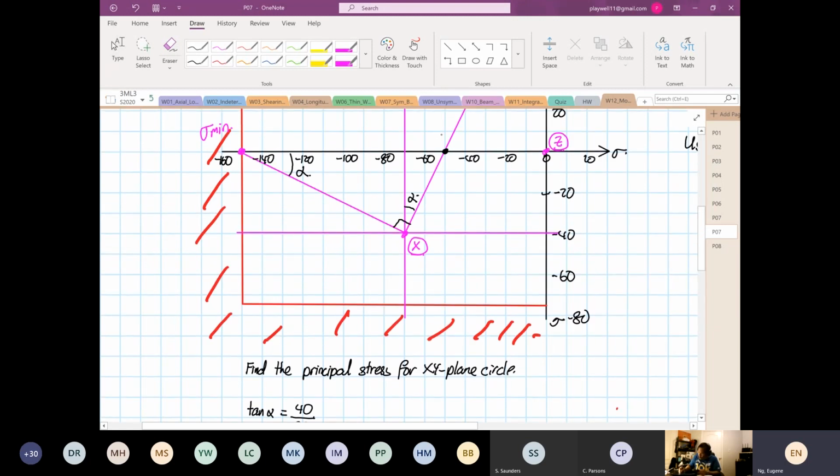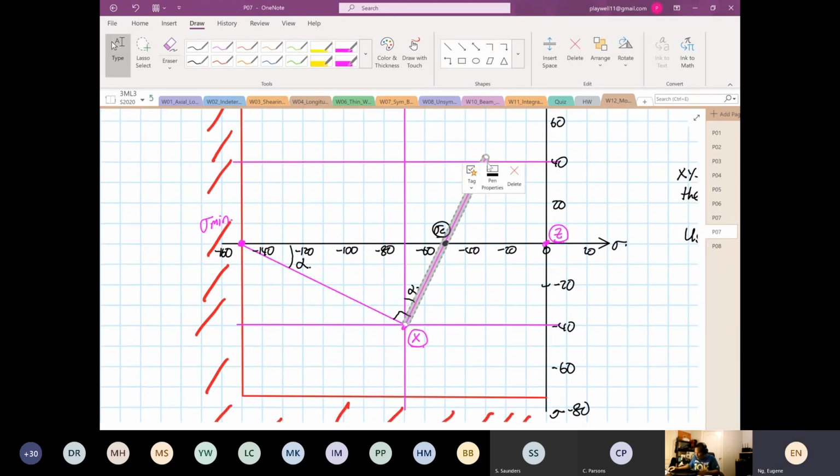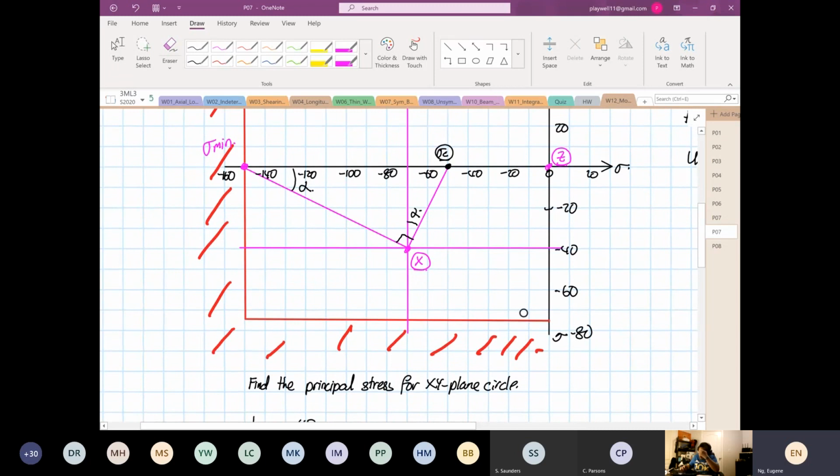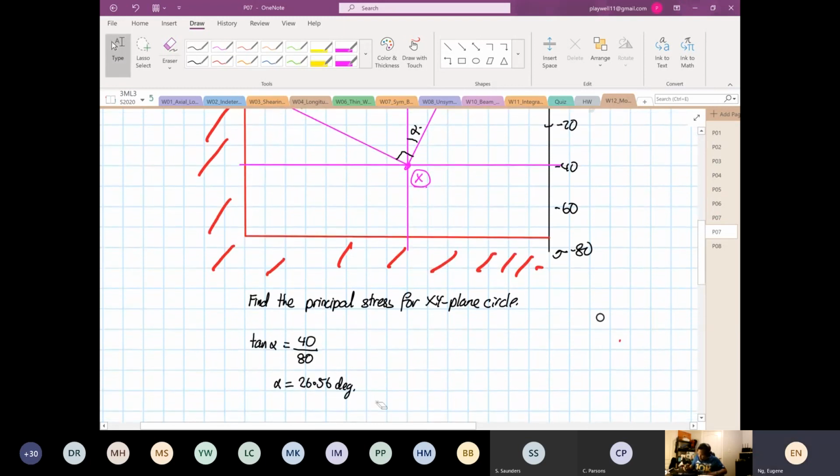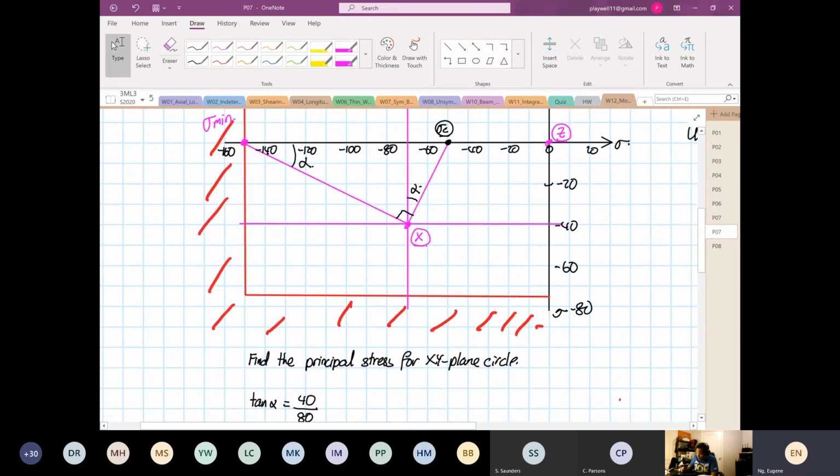This is my stress C. I'm just going to call it stress C for now. I'm going to shorten the length. So to find stress C, what do we know? I'll change the angle to 26.6, since it's impossible to measure 26.56. From here, we can calculate our stress C.